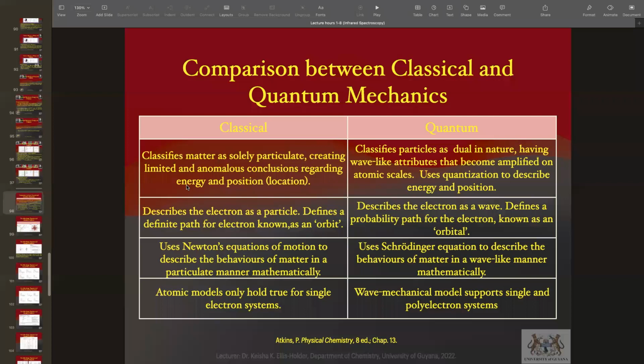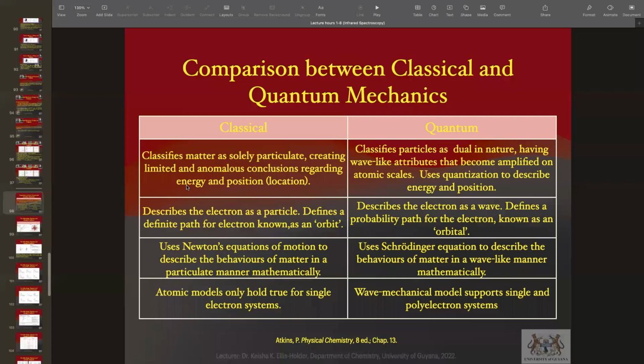But when the temperatures increased, i.e. when the energy of the objects increased, there was a deviation from what was being observed, and that could not be corrected classically. On the other hand, quantum mechanics classifies particles as more dual in nature, as having a wave-like nature, as well as a particulate nature.